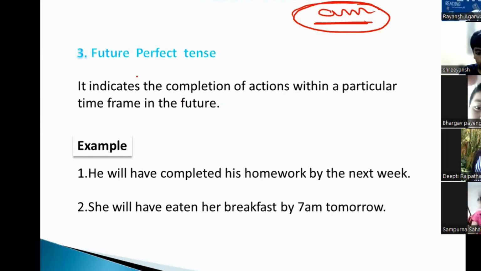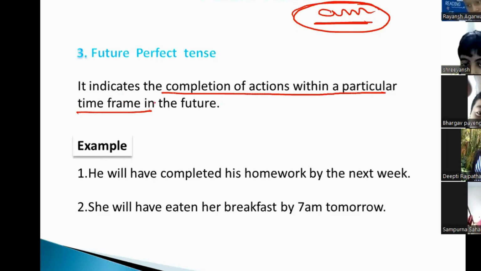Okay? Yes, ma'am. Okay, now future perfect tense. What is a future perfect tense? It indicates the completion of an action within a particular time frame. It means that within a particular time limit, actions are going to be completed in the future time. Again, perfect, as I told you, represents the completion of an action. You will have a time boundary, a time limit, and that too in the future time. You'll understand it if you see these examples.